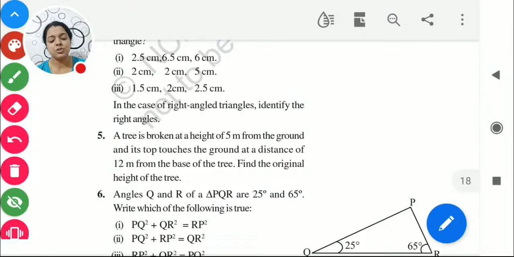So what should the answer be? Before going to the answer, we need to find out the exact figure. So what should be the exact figure? You can easily find the exact figure here.